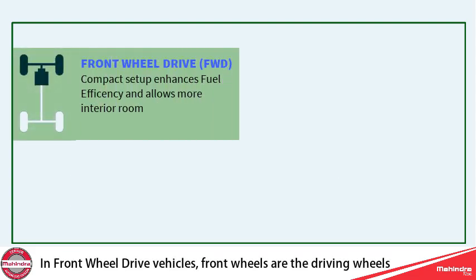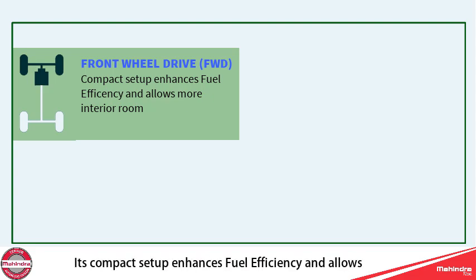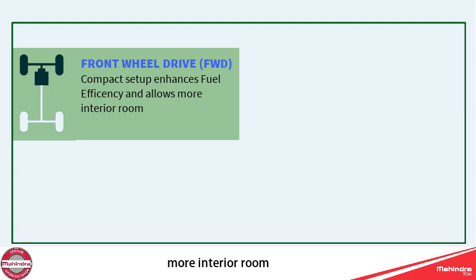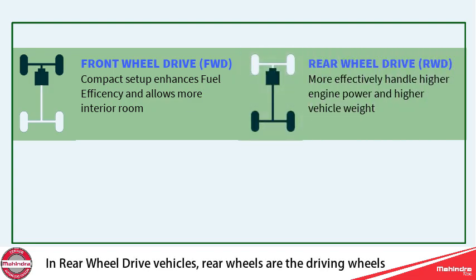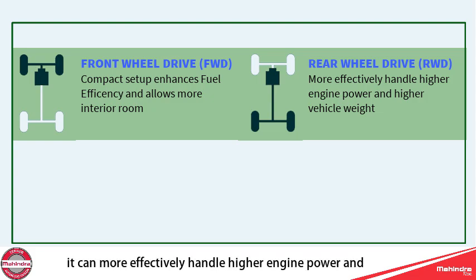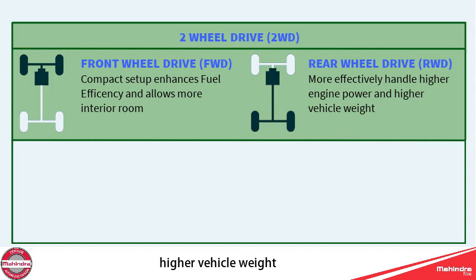In front wheel drive vehicles, front wheels are the driving wheels. Its compact setup enhances fuel efficiency and allows more interior room. In rear wheel drive vehicles, rear wheels are the driving wheels. It can more effectively handle higher engine power and higher vehicle weight.